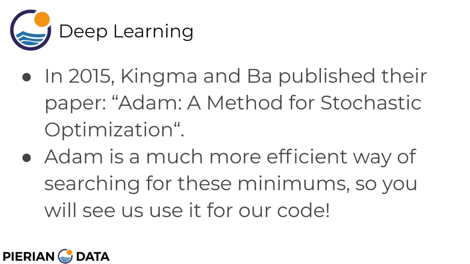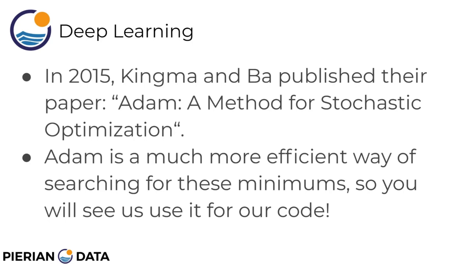In 2015, Kingma and Ba published their paper called Adam, a method for stochastic optimization. And Adam is a much more efficient way of searching for these minimums. So you're going to see us sometimes state Adam as our optimizer during the code. So keep that in mind.